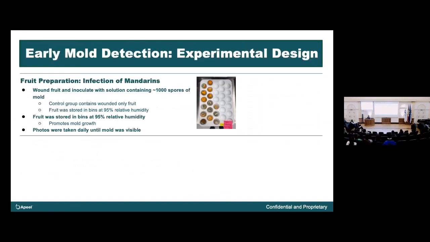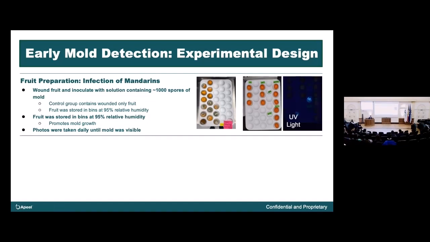First we prepared our fruits. This is our infection of mandarins. We would wound the fruit and put in some spores, and store them in a bin with high humidity so that it would really promote mold growth. Then we would take photos along the way. You would end up with a whole bunch of really gnarly looking fruit, but what we really wanted to see is when it was not so gross. We could use UV light, which is one way to look at mold. This spot here is actually not a piece of produce. It was just a really dirty tray. But this is what you would see as it would come up.